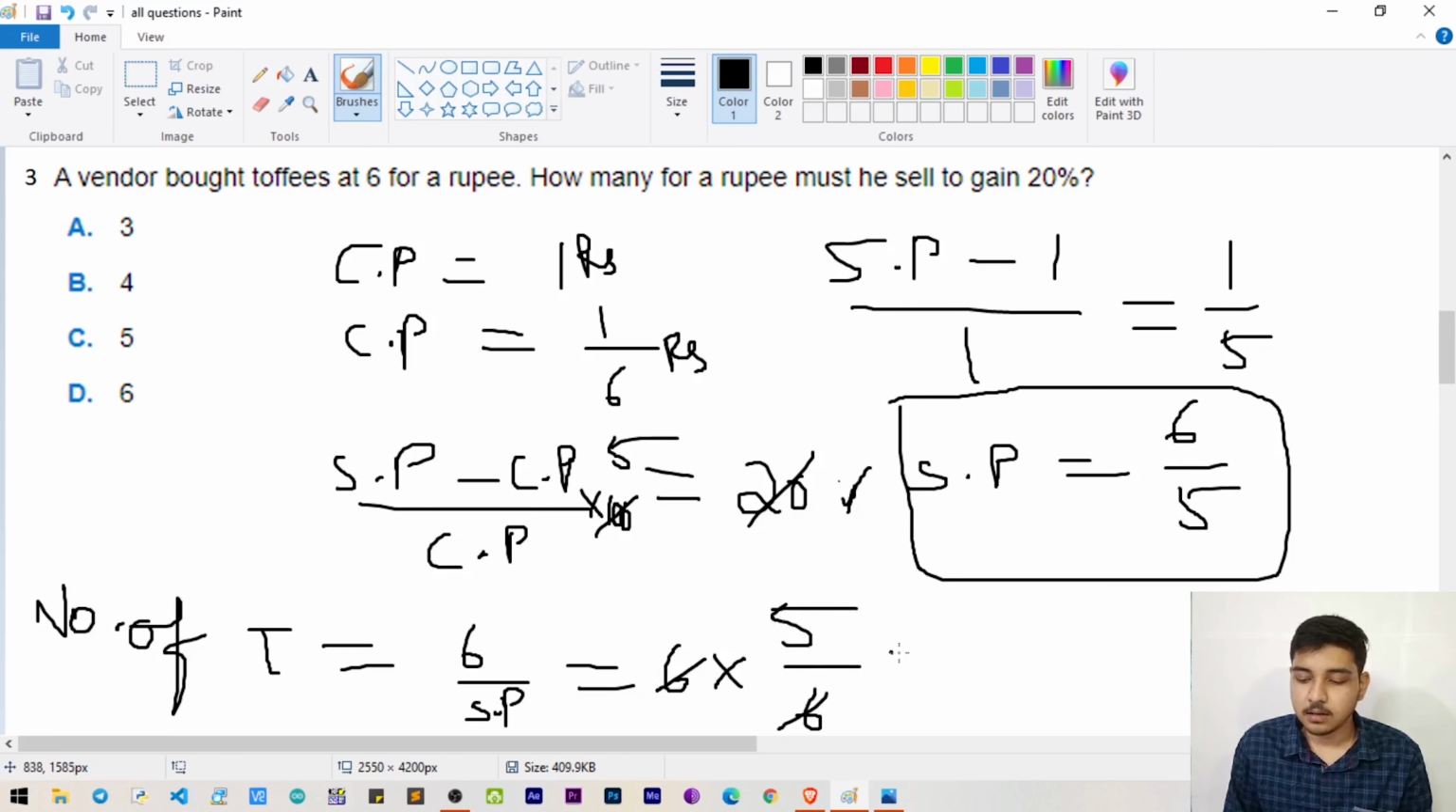6 cancel, and 5 toffees. We will have 5 toffees. We need to sell 5 toffees for 1 rupee in order to get 20% of profit.